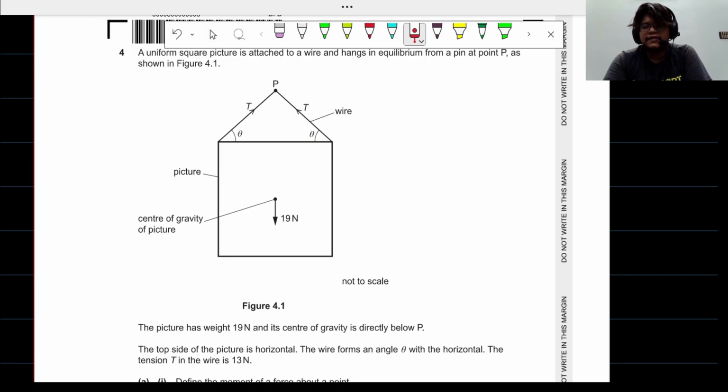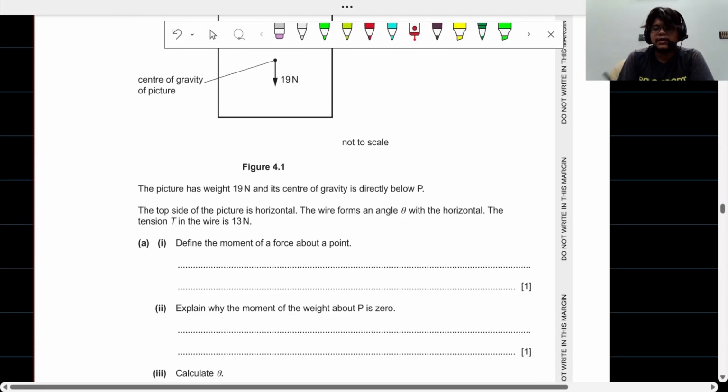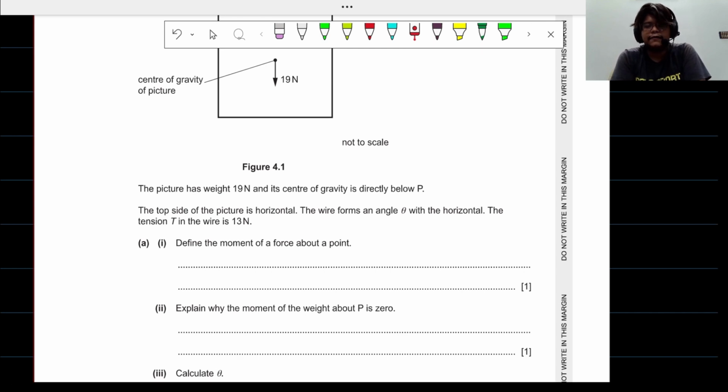The center of gravity, this means we have a weight of 19 newtons for this square picture, right? The picture has weight 19 newtons. That is already stated in the picture also. And it says the wire forms an angle theta with the horizontal. The tension T in the wire is 13 newtons. Define the moment of a force about a point.